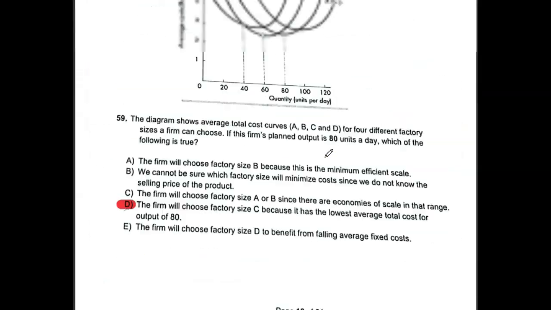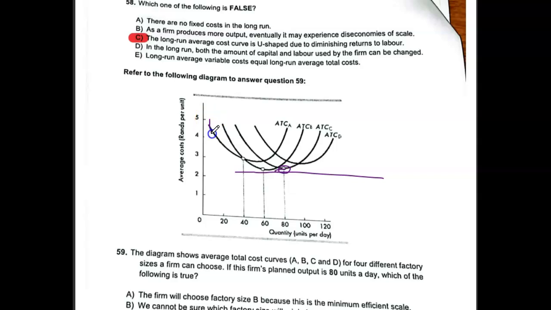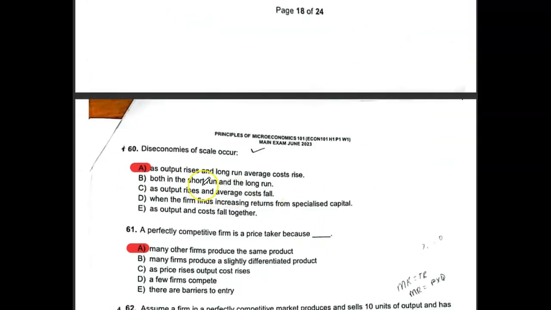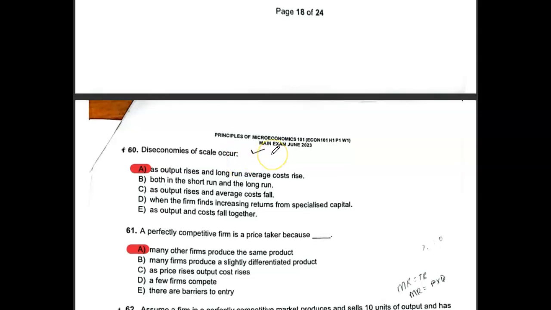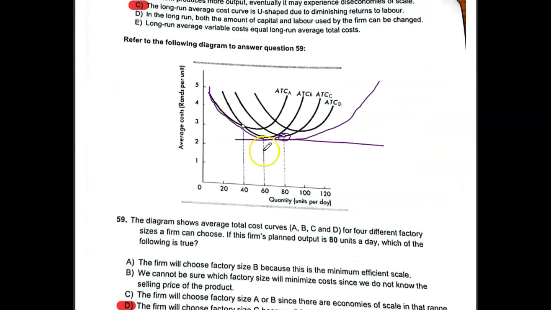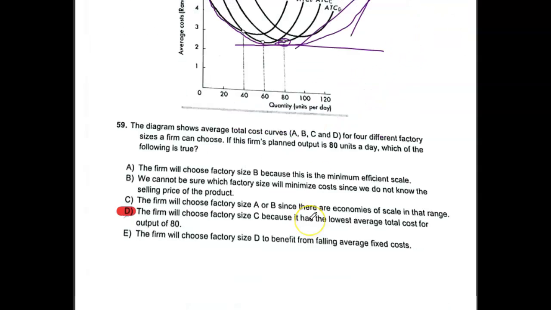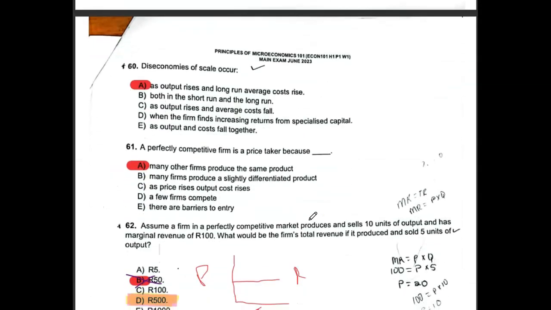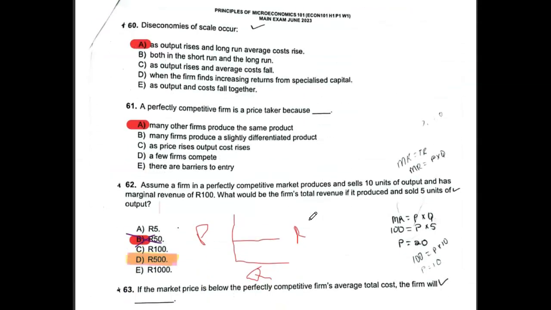Okay, so what is economies of scale? When you're going down, it's called economies of scale, right? When it's going up, it's called diseconomies. So when the cost is going down, economies is good. Going up, diseconomies is bad. So as output rises, long run average cost rises. This is my long run average cost curve. So it rises. I'm talking about this part over here. So it's A.